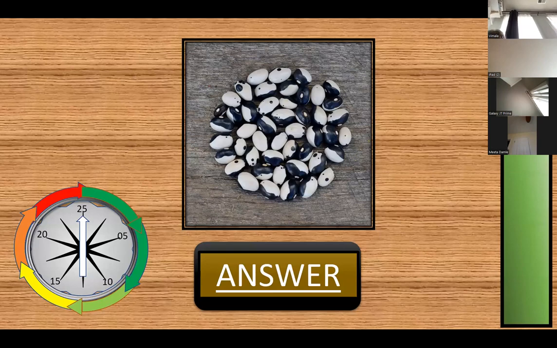Looks like a black-eyed bean. Lima beans. But it starts with the letter C. Okay, starts with the letter C. Chola.